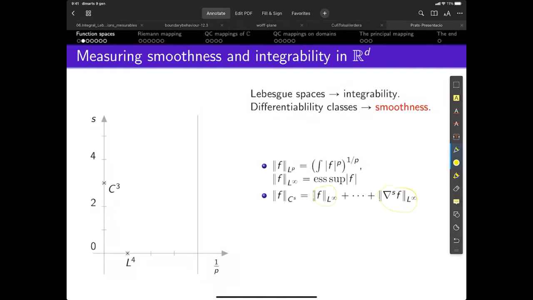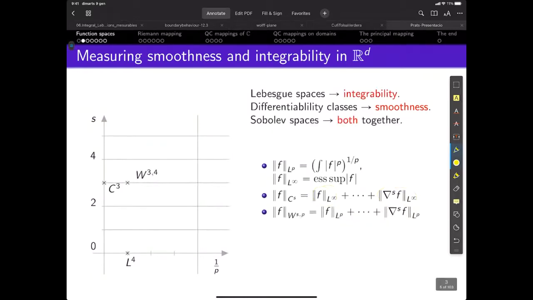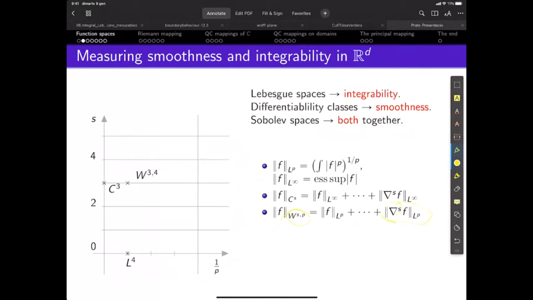Then we can combine both things and get the Sobolev scale. This measures both integrability and smoothness at the same time. And this is just taking, for instance, Sobolev S,P. Sobolev 3,4 is taking the third derivative, its LP norm, and then adding all the previous derivatives in their norm in LP.